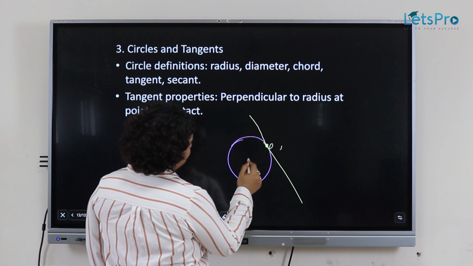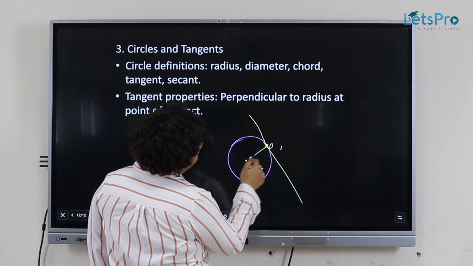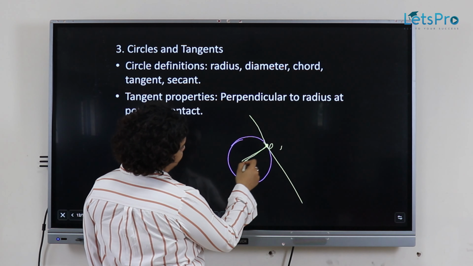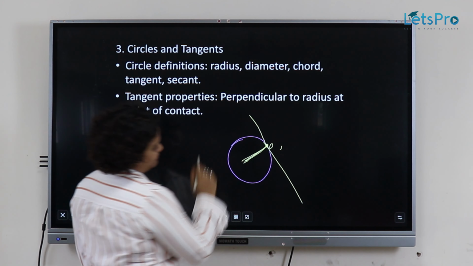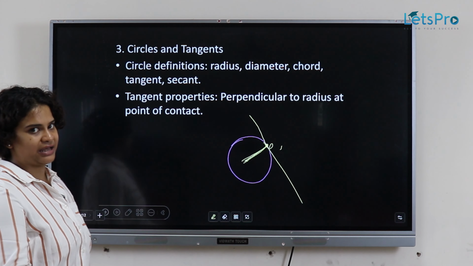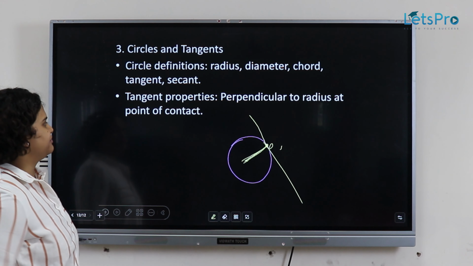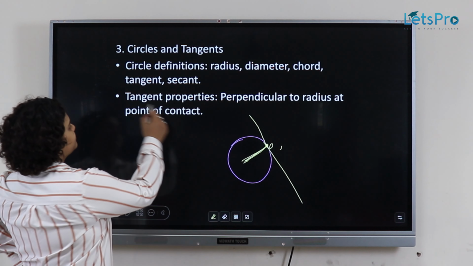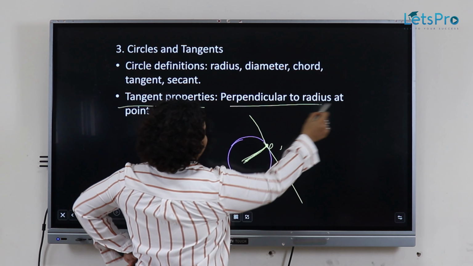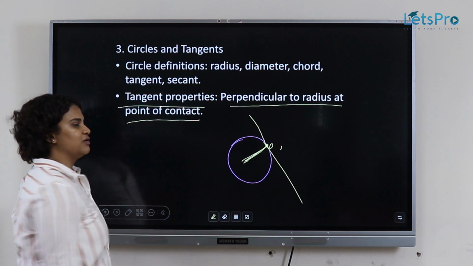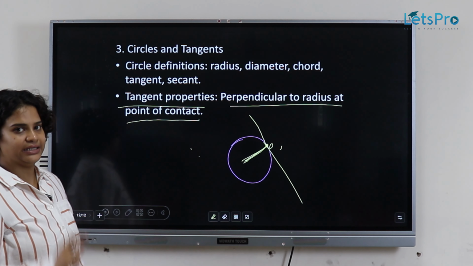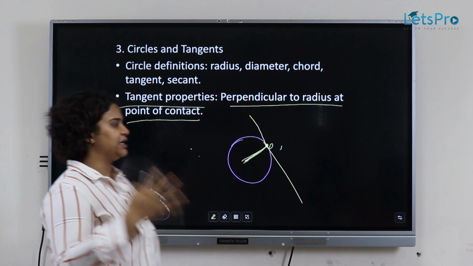So this line becomes a tangent to this circle, okay? And it is always perpendicular to the radius, meaning 90 degrees. It will make 90 degrees with the radius of the circle, right? Next, tangent properties: it is perpendicular to the radius at the point of contact. That's what I just said, 90 degrees. So direct questions are generally asked from here.